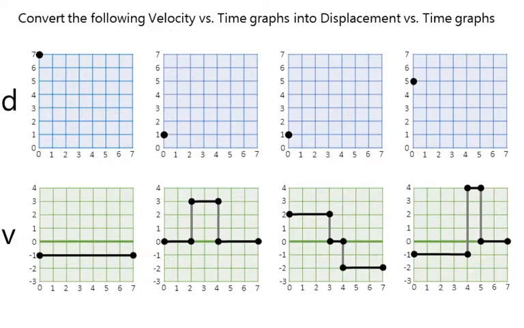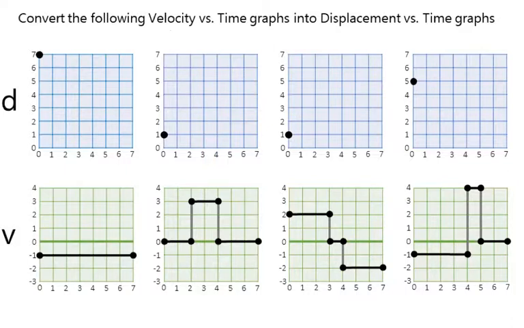For these graphs, I have to figure out what the distance looks like given the velocity graph. So for the first part, I see the velocity is negative 1 meter per second. That means an object moves 1 meter each second in the negative direction. So 1 meter each second.